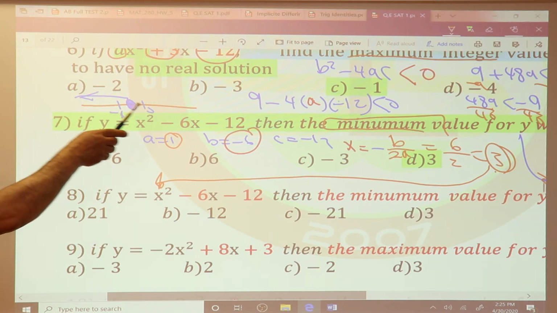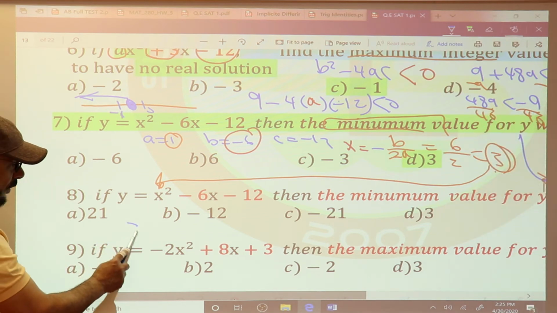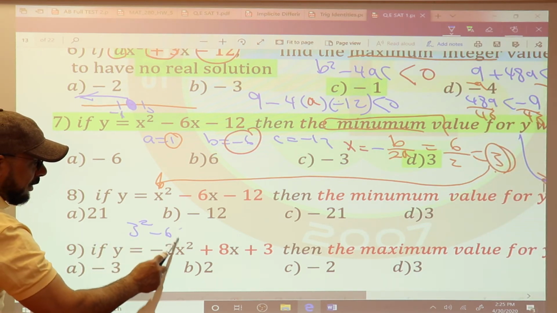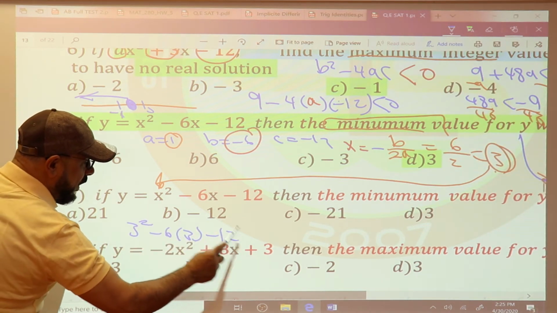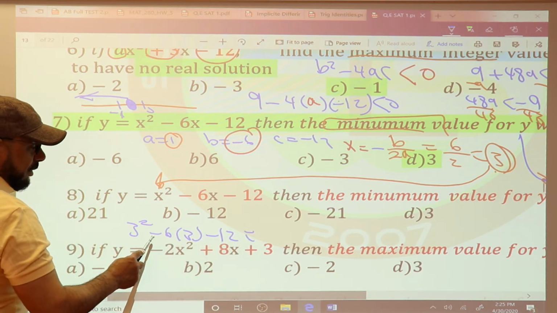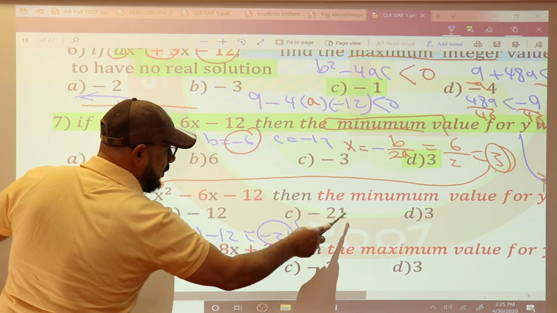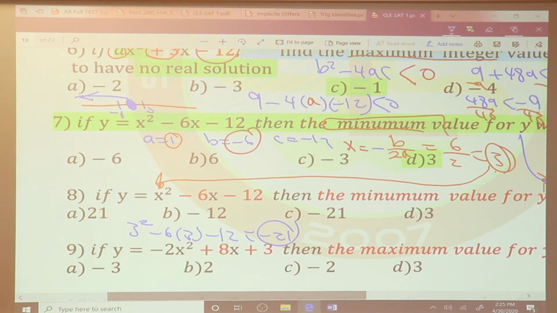Plug it in: 3 squared minus 6 times 3 minus 12. That is 9 minus 18 minus 12, which is negative 9 minus 12, so negative 21.